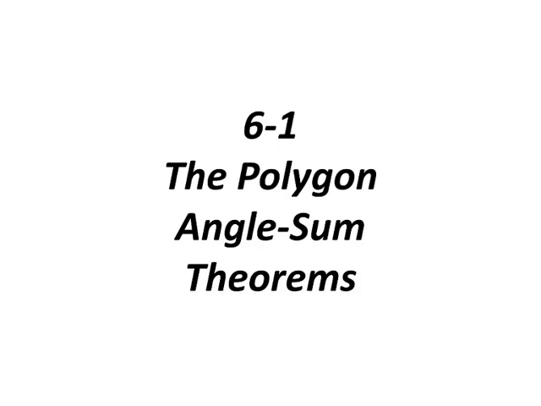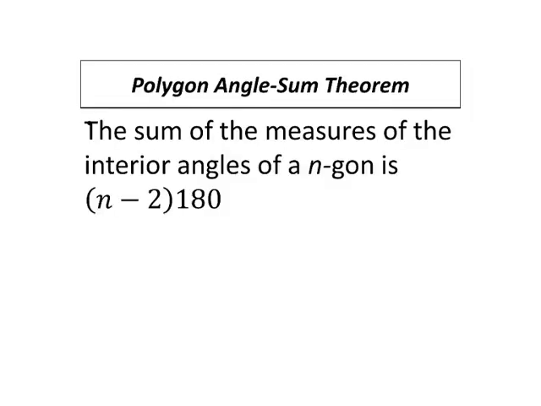Alright, today we're doing 6-1, polygon angle sum theorems. First thing, the polygon angle sum theorem: the sum of the measures of the interior angles of an n-gon is (n minus 2) times 180, where n is the number of sides of the polygon.